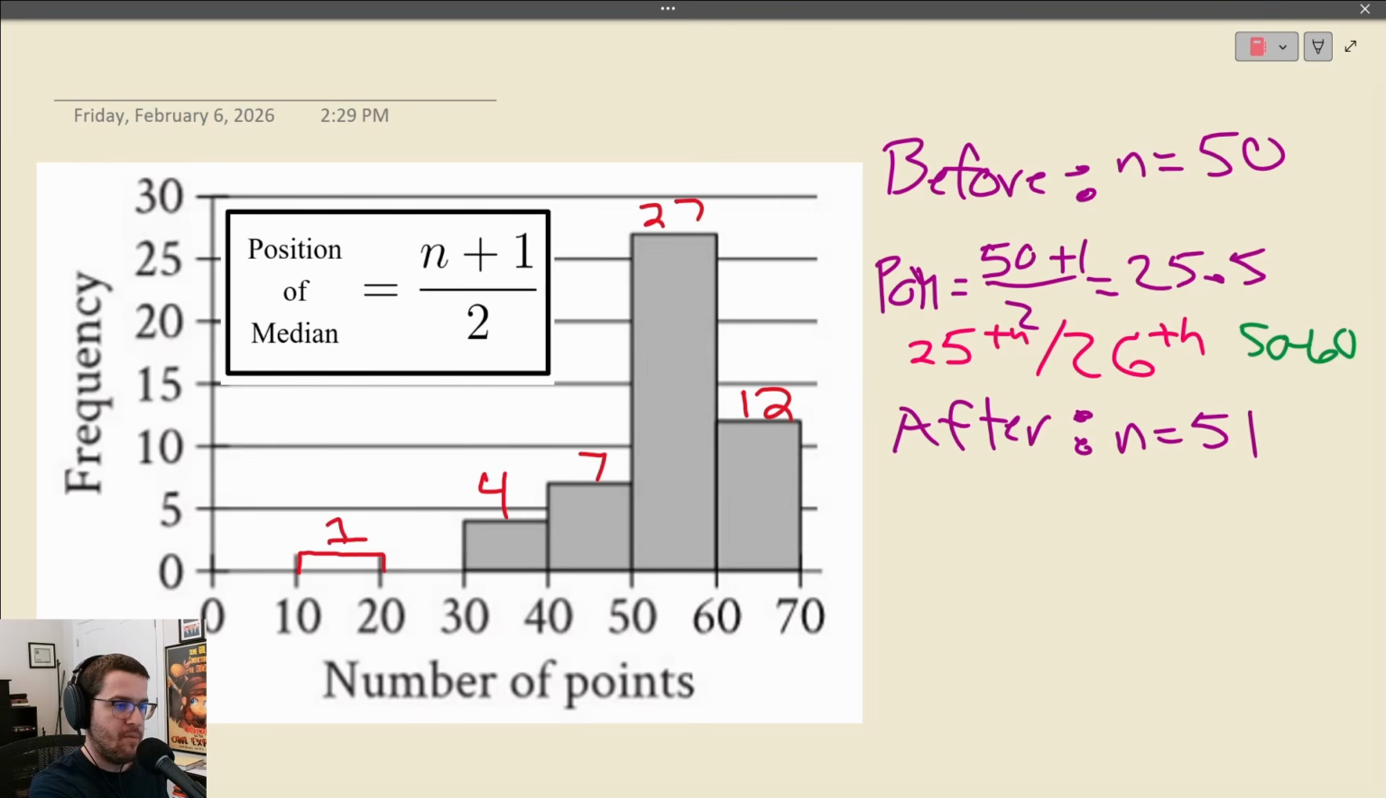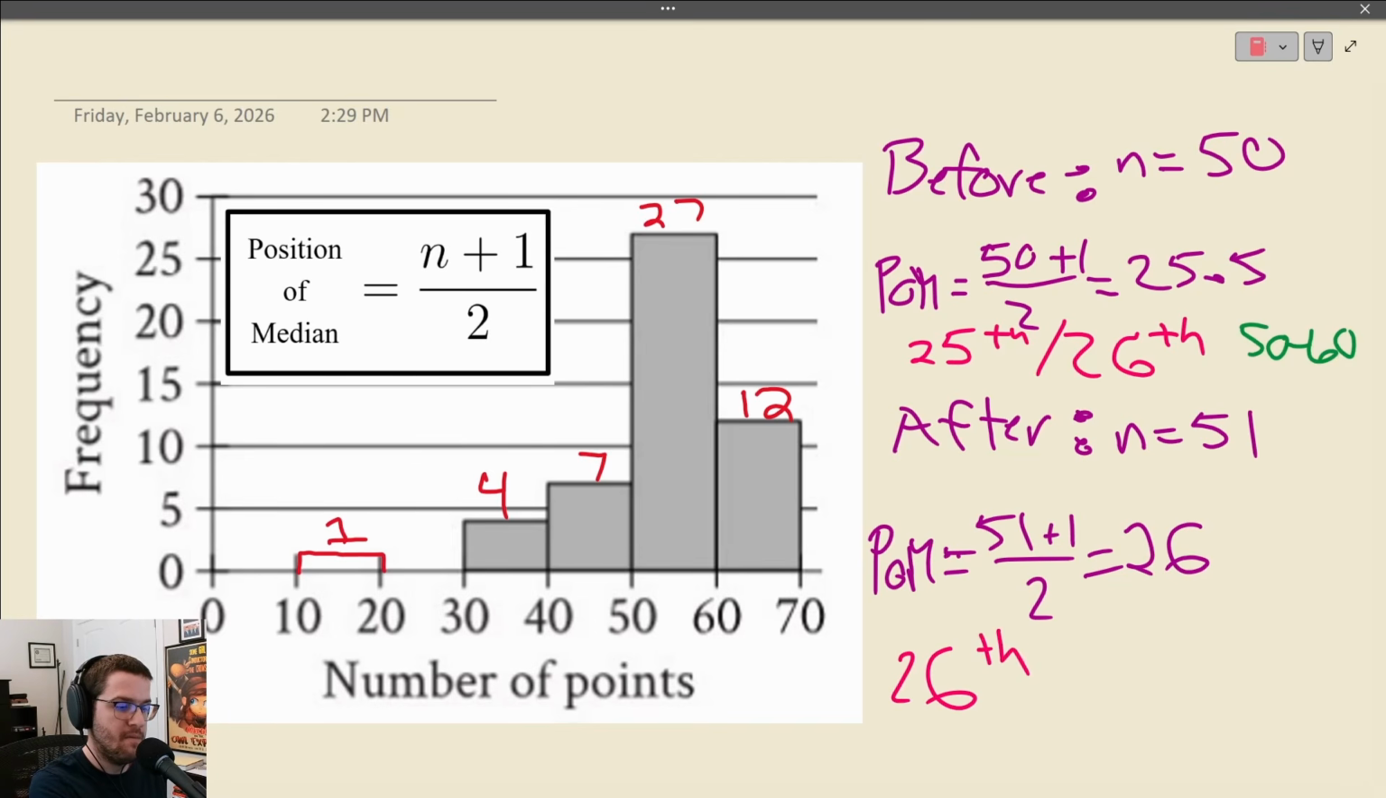Okay, so now let's repeat the same process with n equals 51. So we're going to do position of median equals, because we added the one guy on the red now, right? 51 plus 1 over 2. That is 26. We get a nice whole number, so all we need is the 26th value. And this time we are going to worry about him when we do our addition.